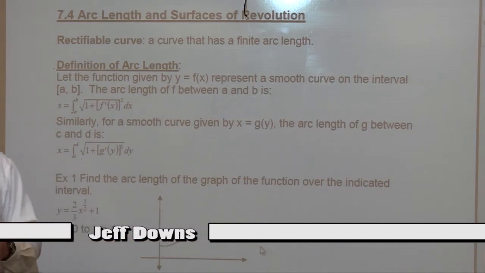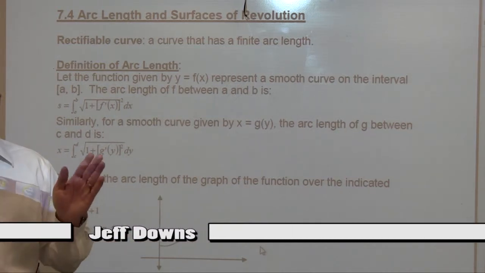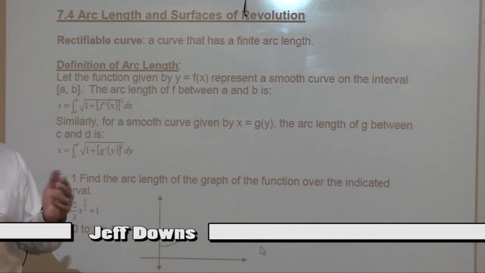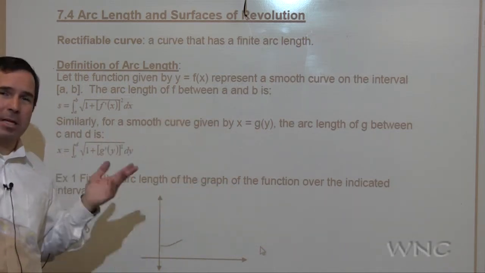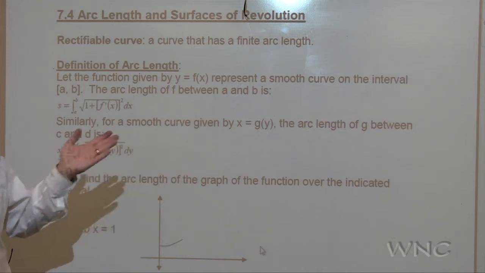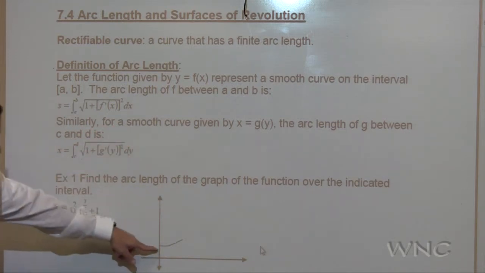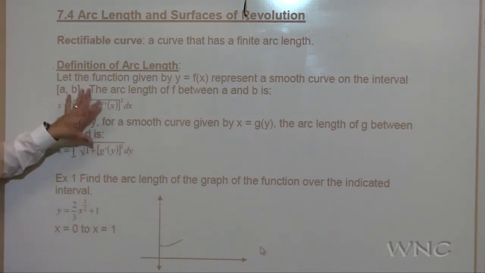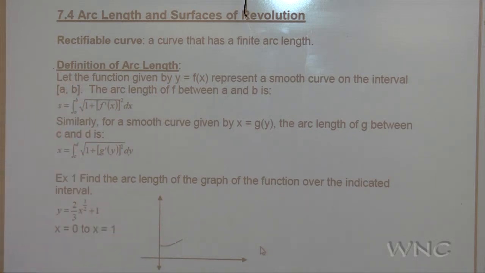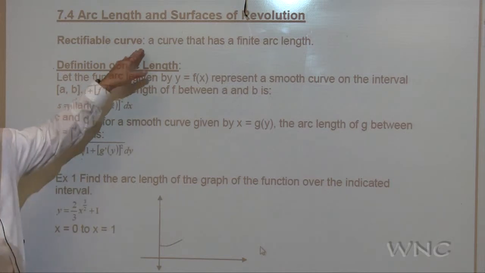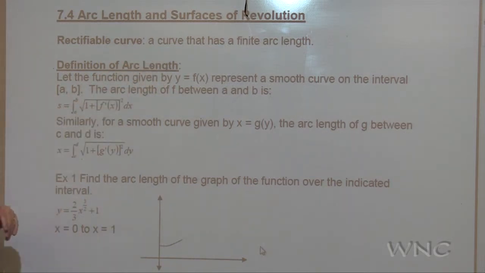Welcome to 7.4. We're going to do arc length and surfaces of revolution. Now, arc length, we think of measuring a line. We can measure a line. We have a distance formula for lines, but for curves, we don't quite have a formula. Like an arc like this, we can now use the tools in calculus to determine the length of one of these. So, first of all, a rectifiable curve is a curve that has a finite arc length.